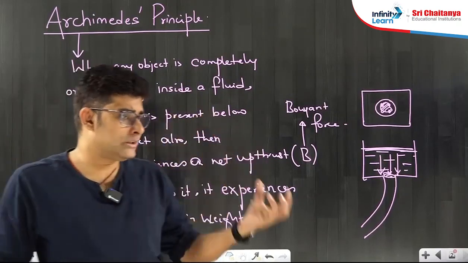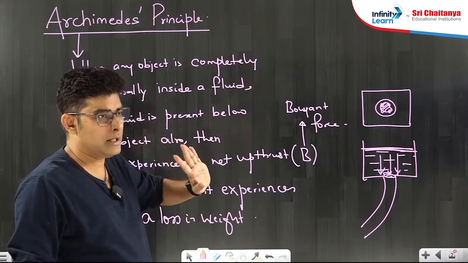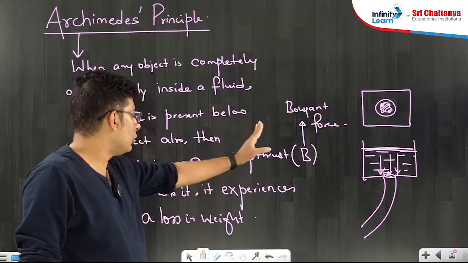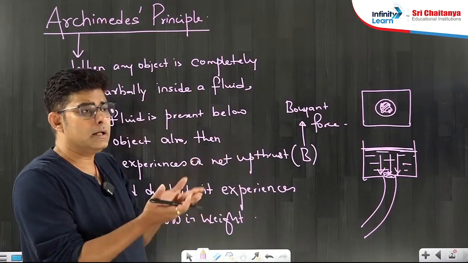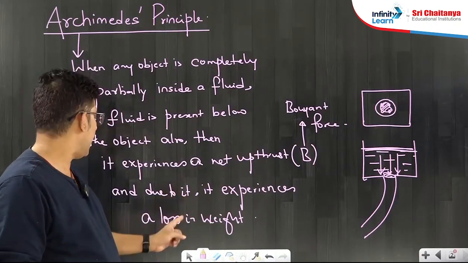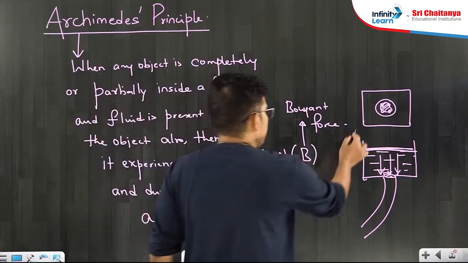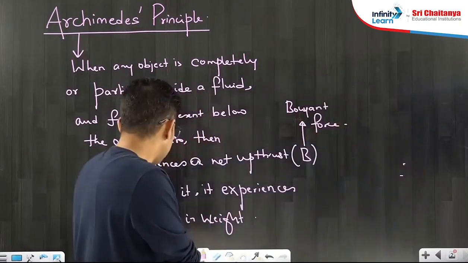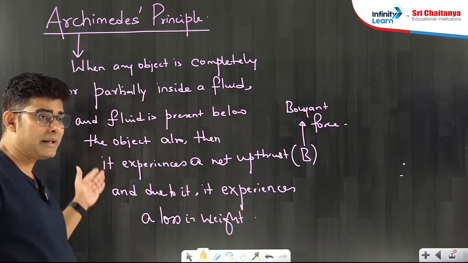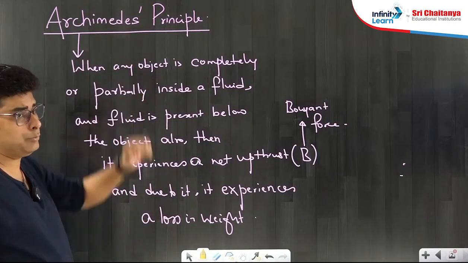because its original weight mg is acting downwards and there is a net upward force which is called the buoyant force. I am again saying net means resultant upward force by the liquid. So due to these two forces, the effective weight which will be measured will come out less than the true weight. So that is called buoyant force. So whenever we have some object placed inside a liquid completely or partially and liquid is present below it, the liquid will exert a force upwards.